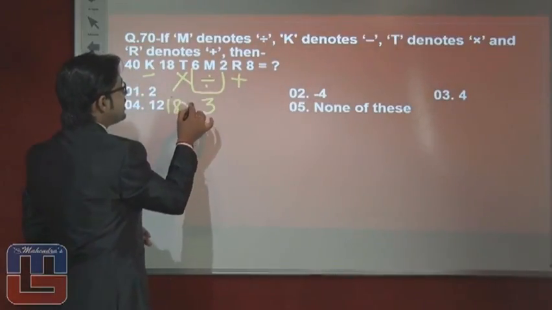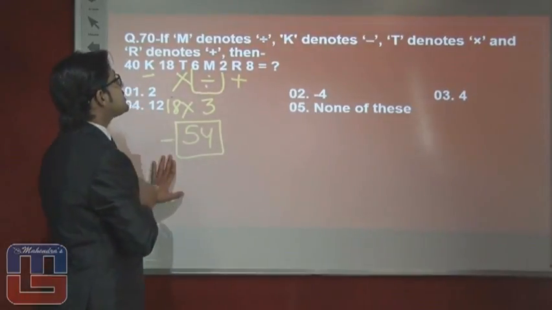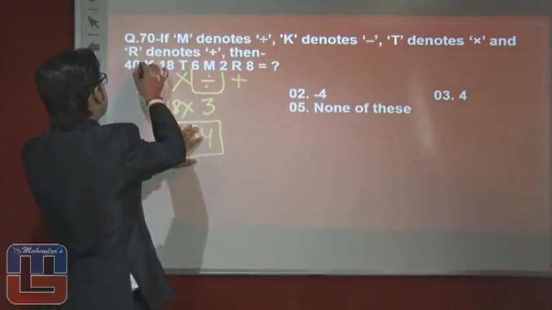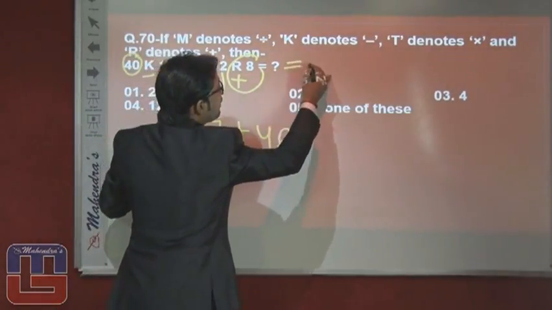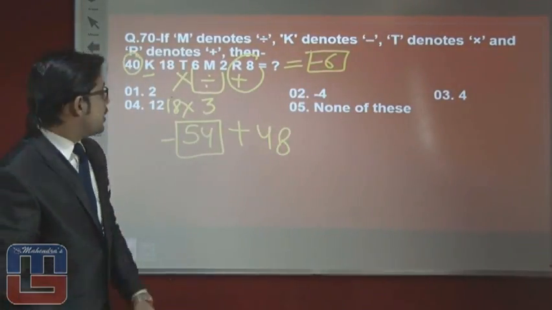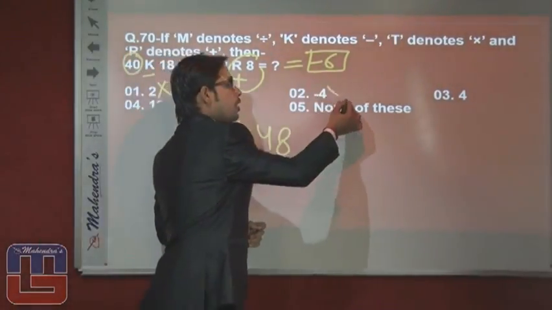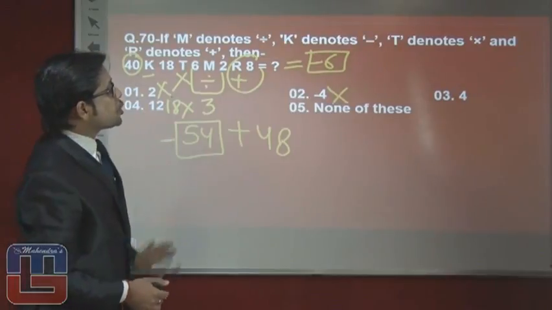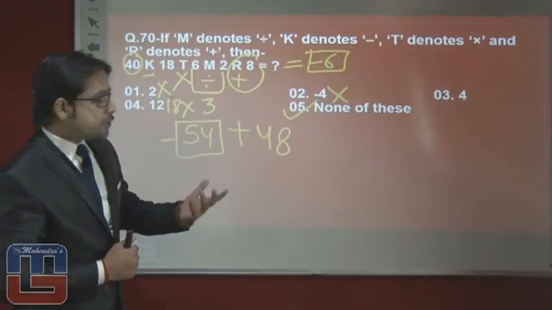If we multiply 18 into 3, what will we get? That is 54, which is on the minus side because minus 18 is there. Now minus 54 and 40 plus 8 plus 48. The answer will be minus 6. So let's check in which option minus 6 is given. You can see here the first option is 2, that will be wrong. The second option is minus 4, that also will be wrong. The third option is also wrong because of 4. The fourth option is still wrong because 12 is written here. So our answer will be none of these, meaning other than the options written here. Let's proceed towards the next question.